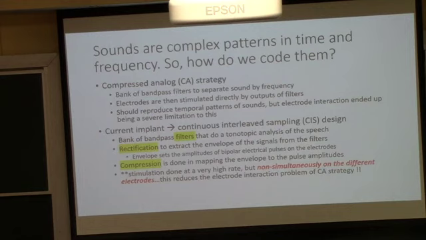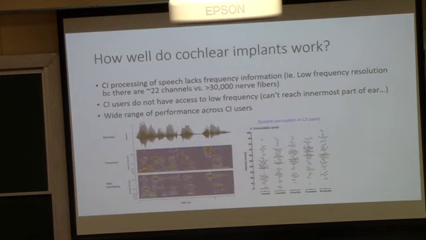The important part about this current technology is that what they end up doing is non-simultaneous. So that helps reduce the electric interaction problem. There's a visual in his slide that I did not put here because it's giant, but it basically shows that last bullet point. Okay, so how well do cochlear implants actually work?